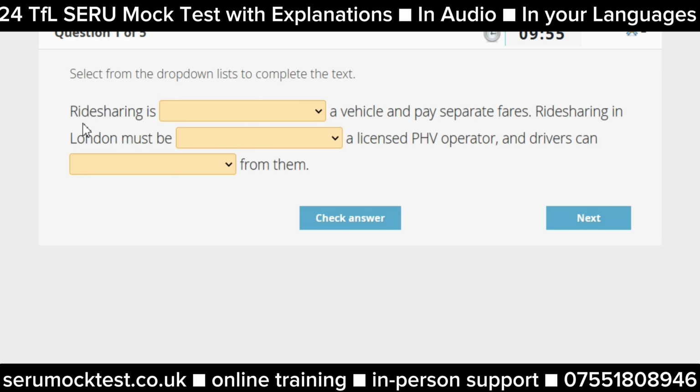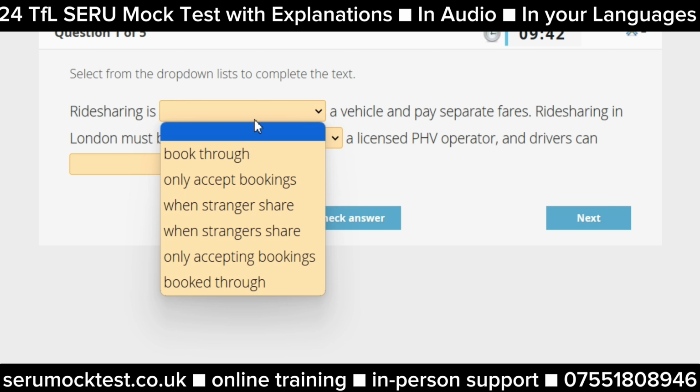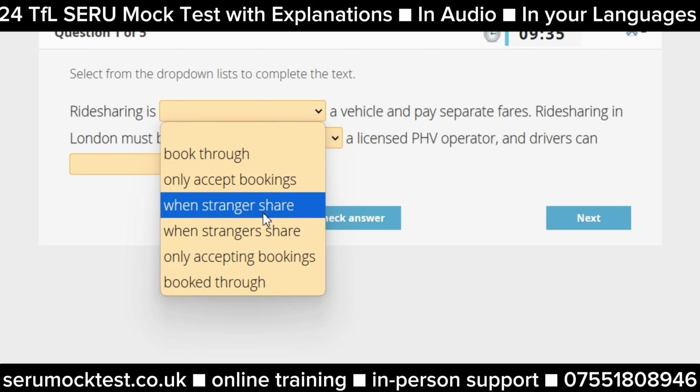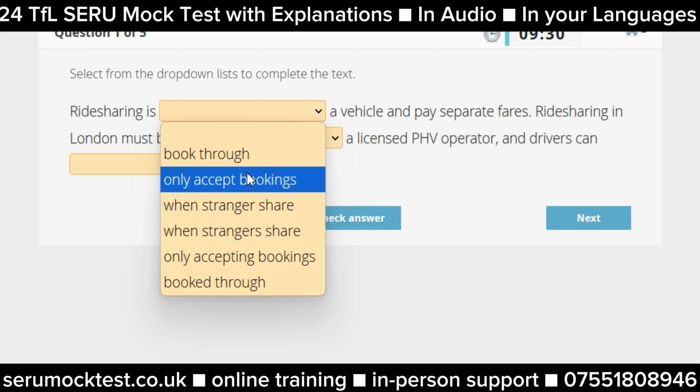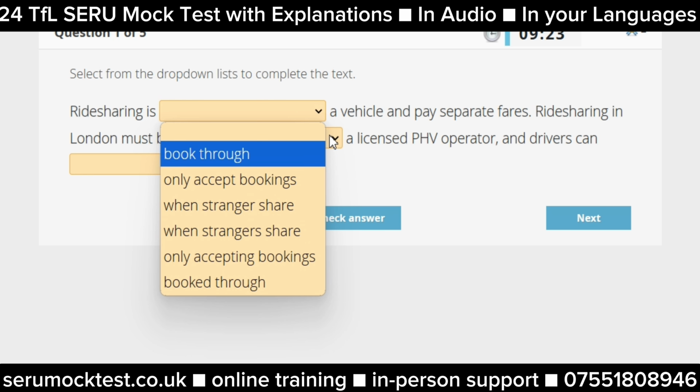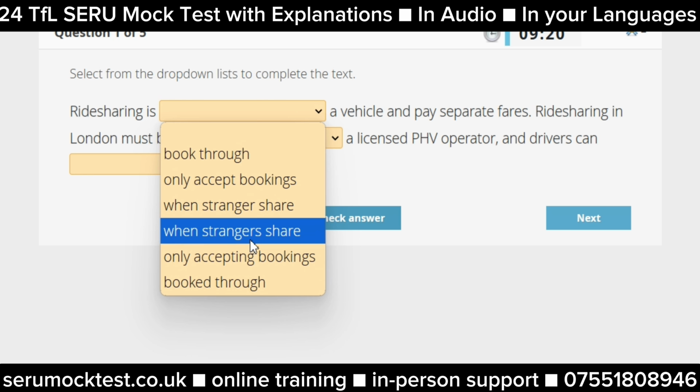what we have done. So: ride sharing blank is a vehicle and pay separate fares. Ride sharing is London, Mass, etc. Ride share drivers, etc. So let's see the options first. Ride sharing, when strangers share, when a stranger share. Now this is one of these two, share a vehicle. So we know it's two people.